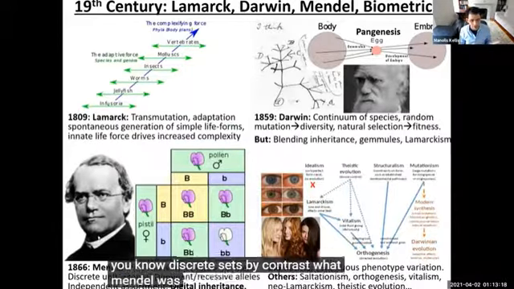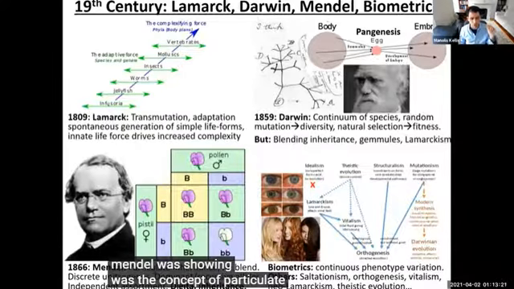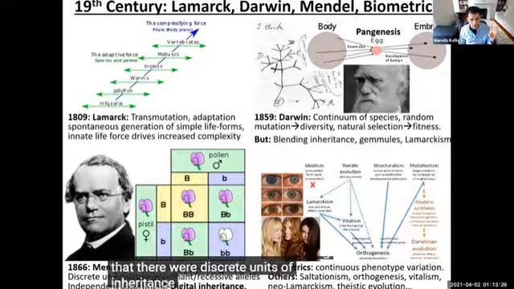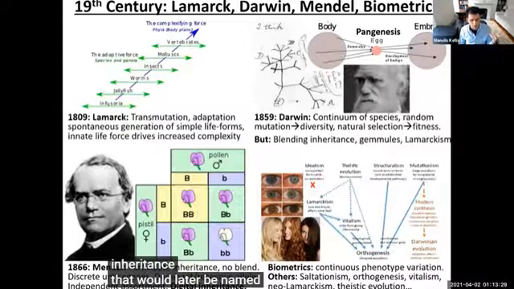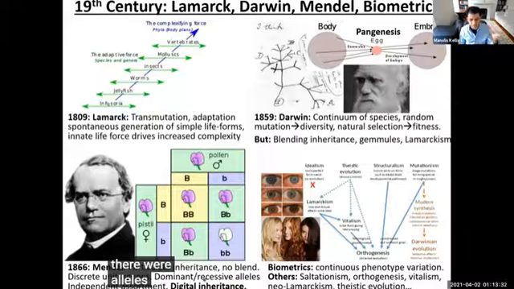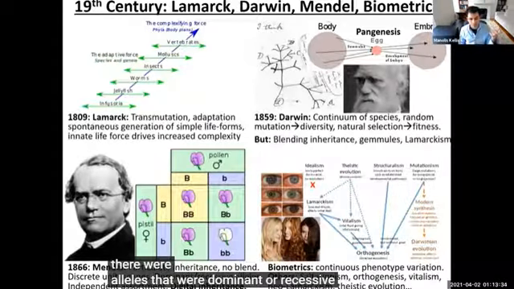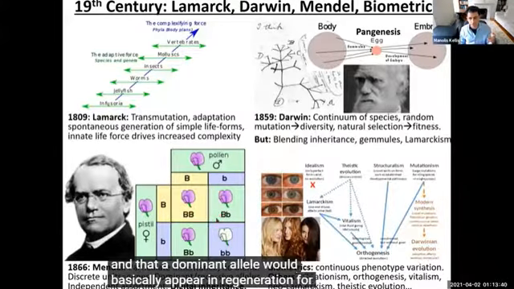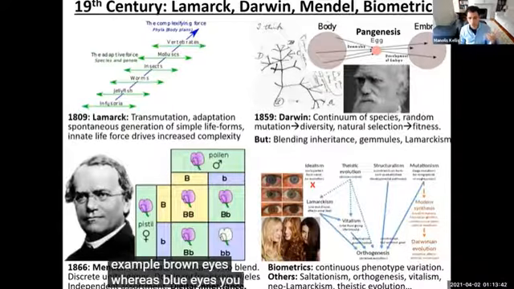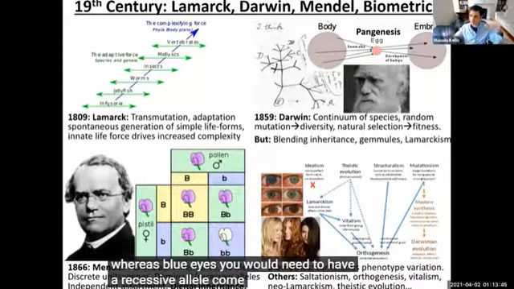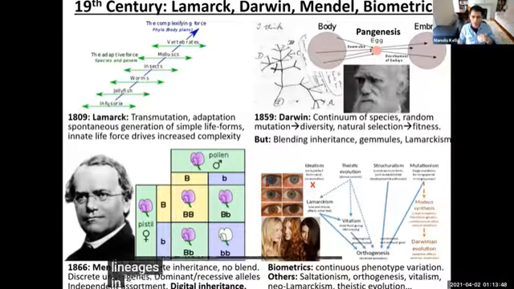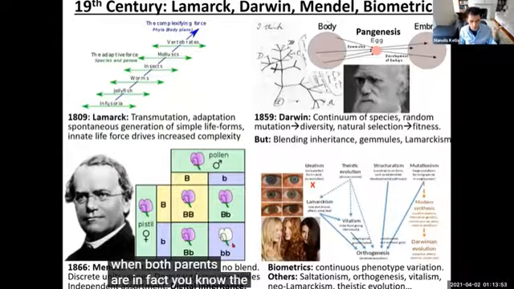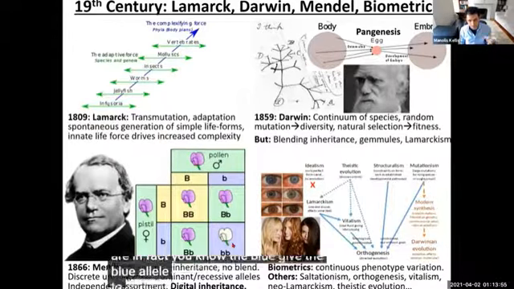By contrast, what Mendel was showing was the concept of particulate inheritance, that there was no blending, that there were discrete units of inheritance that would later be named genes, and that there were alleles that were dominant or recessive. A dominant allele would basically appear at every generation, for example, brown eyes, whereas for blue eyes, you would need to have a recessive allele come down from both lineages in order for it to be expressed, only when both parents give the blue allele to their children.